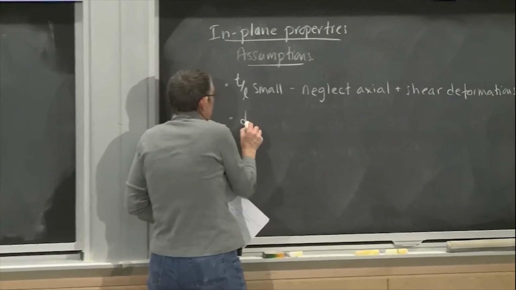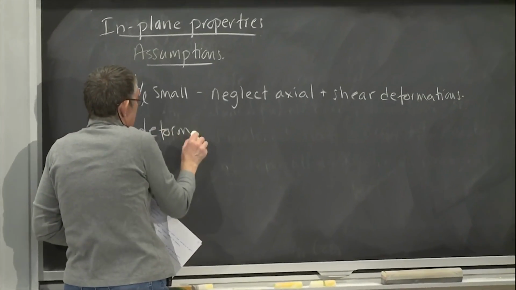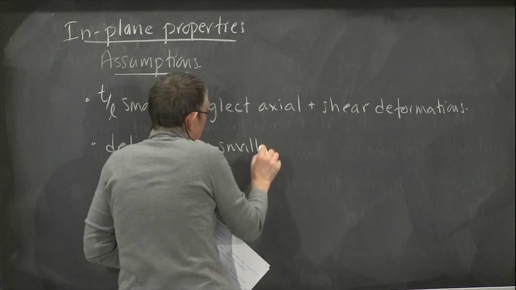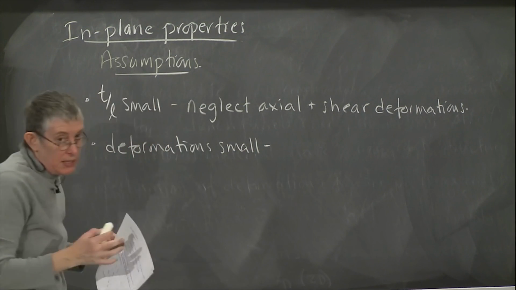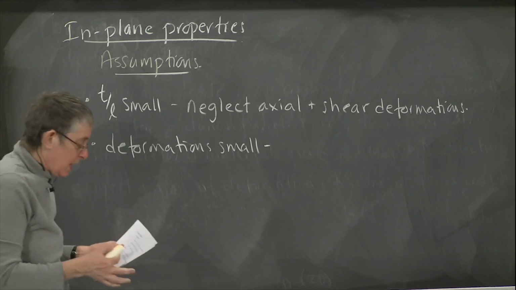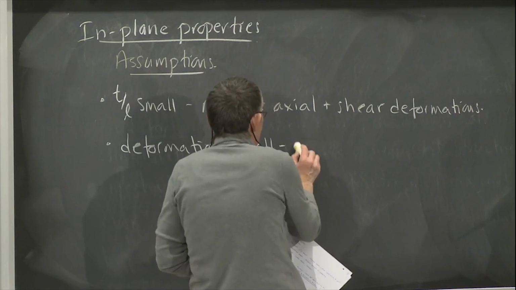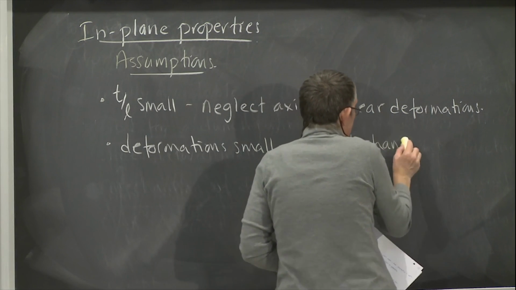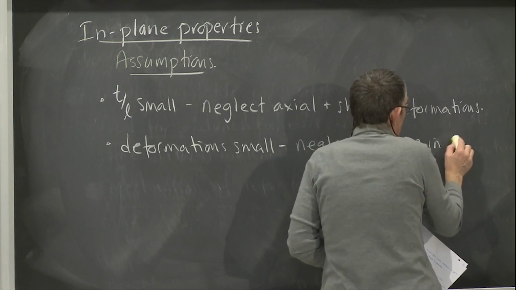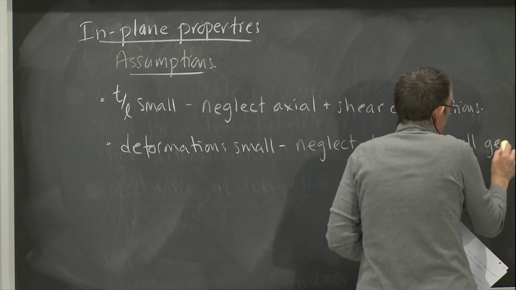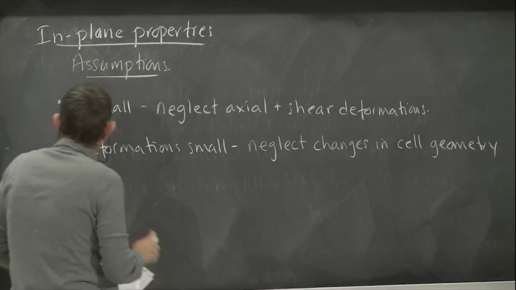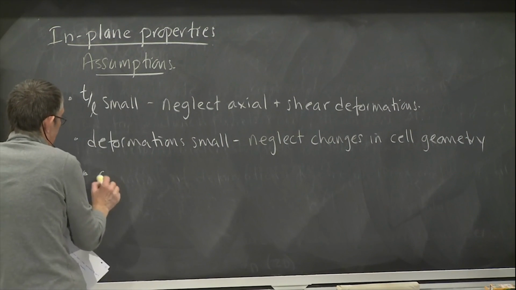I'm also going to assume the deformations are small. And what that means is that I'm going to neglect any changes in the geometry of the cell during the deformation. And I'm going to assume that the cell wall is linear elastic and isotropic.